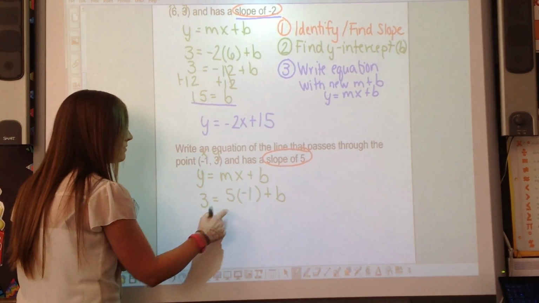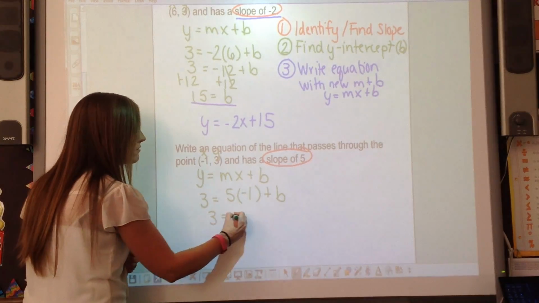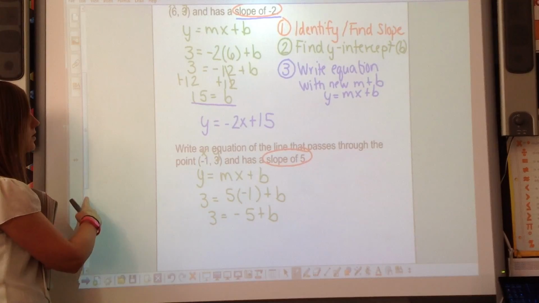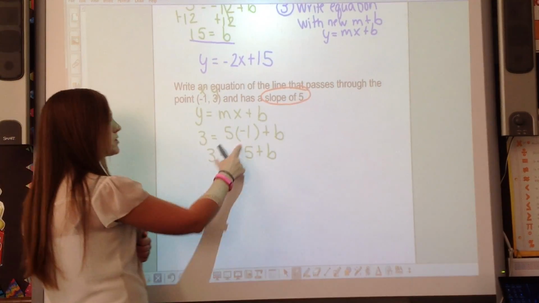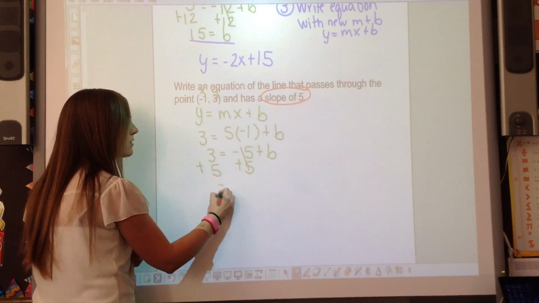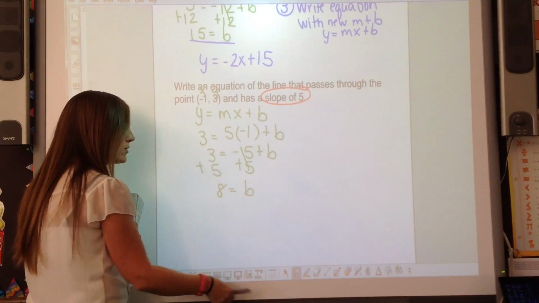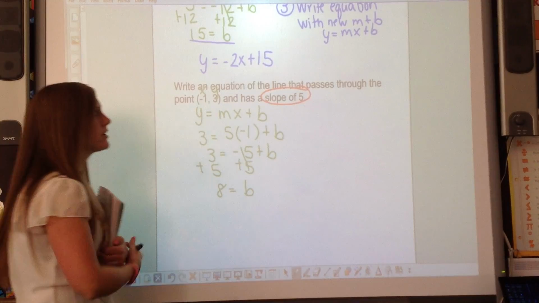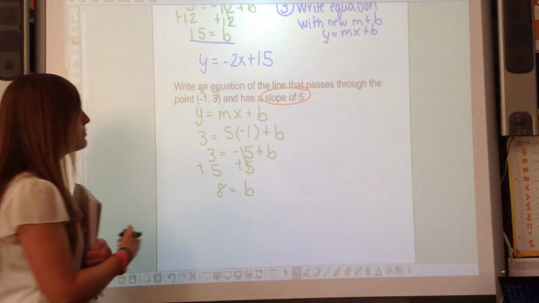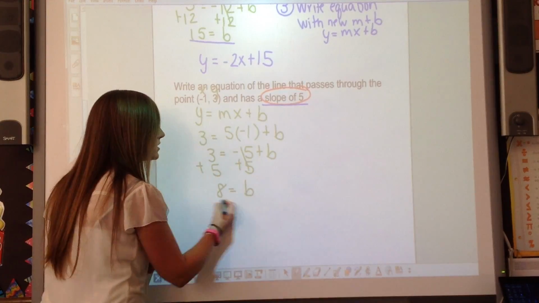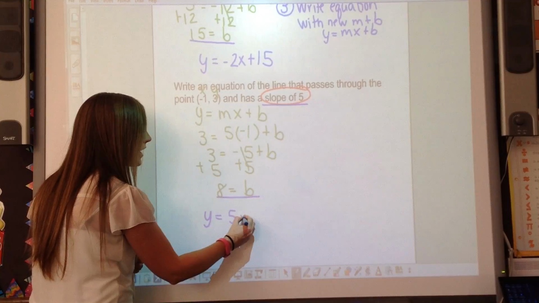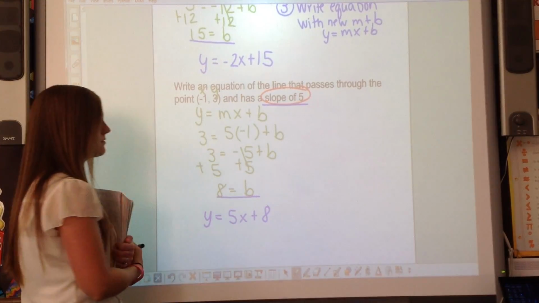5 times -1 is -5. We want b by itself, so we're going to bring 5 to the other side. So now that we have a slope and we have a y-intercept, we can do step 3. We can write the equation with the new m and b. M and b are the only things that are getting replaced. y equals 5x plus 8.